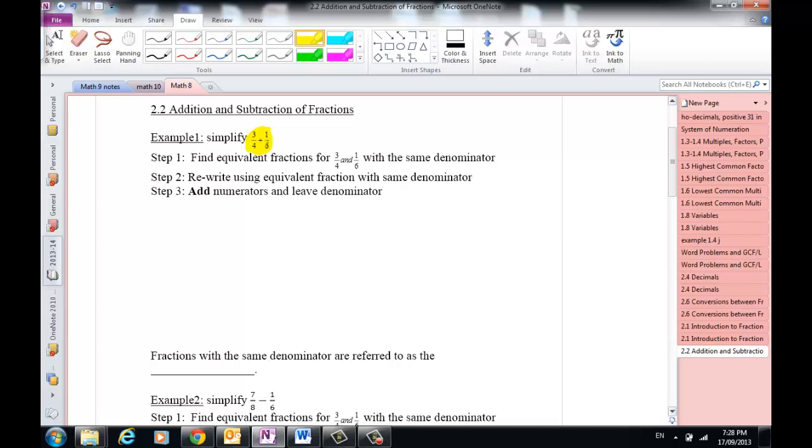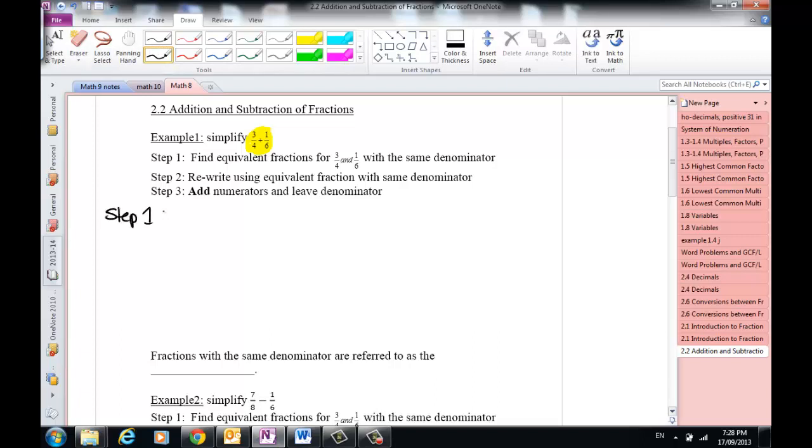So our steps: we're going to find an equivalent fraction for 3/4 and 1/6. They need to have the same denominator. We're going to rewrite using equivalent fractions with the same denominator, and then we're simply going to add the numerators and leave the denominators. And we're going to do it step by step.